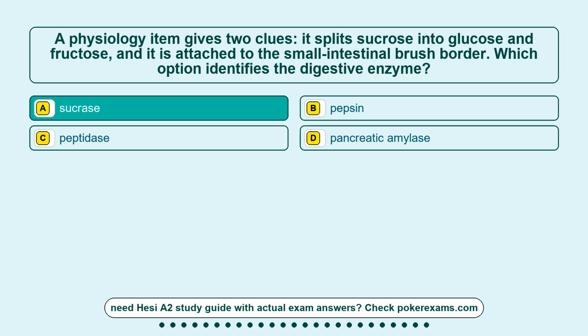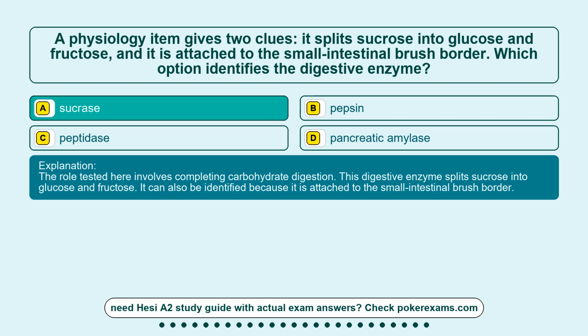The correct answer is option A, sucrase. The role tested here involves completing carbohydrate digestion. This digestive enzyme splits sucrose into glucose and fructose. It can also be identified because it is attached to the small intestinal brush border.